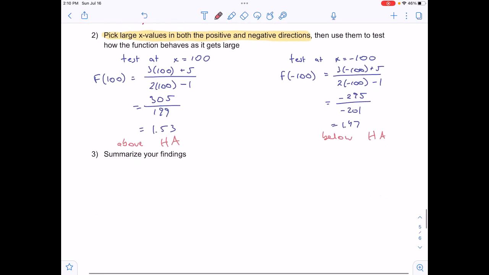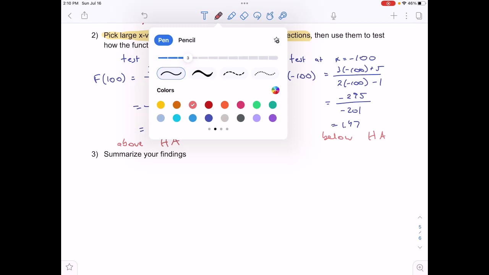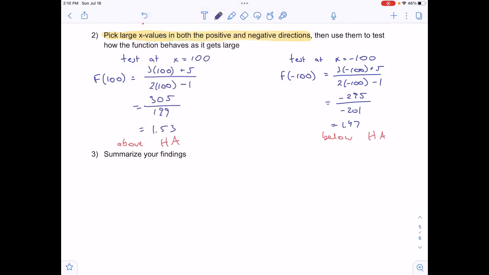So we're going to summarize our findings here. We're going to finish things off. First off, we're going to say, well, as x approaches positive infinity, y approaches my horizontal asymptote, which was 3 over 2. And in this case, it's coming from above, so I write the little plus sign. It's coming from above. As x approaches negative infinity, y approaches my horizontal asymptote from below.